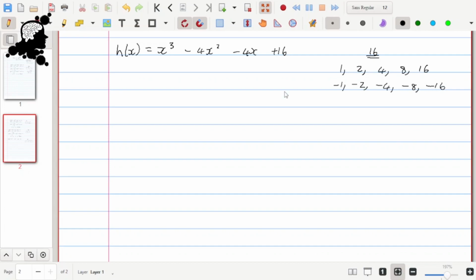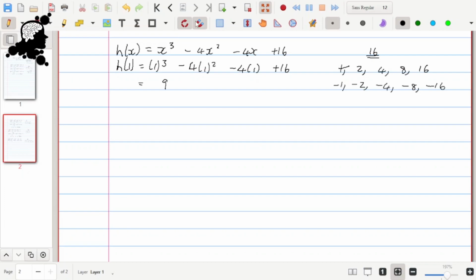Once again, let's try and substitute factors into the equation so that we can see which one gives us 0. Let's start with x is equals to 1. So, h of 1, this is going to give us 1 cubed minus 4 into 1 squared minus 4 into 1 plus 16. If you type this into your calculator, you will get 9 as an answer. So, x is equals to 1, that's out.